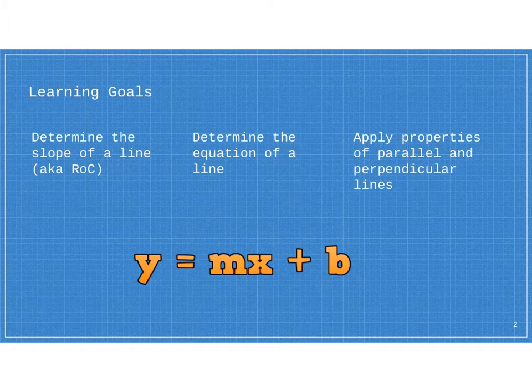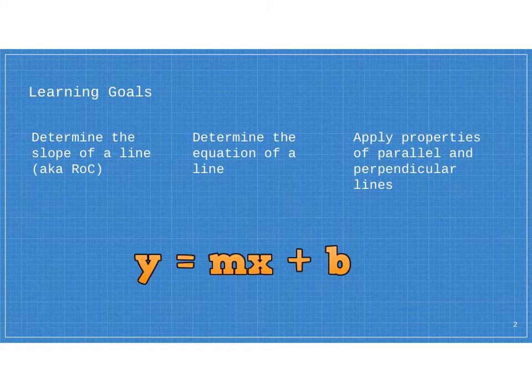Our learning goals for this section of the course are threefold. First, we're going to be able to determine the slope of a line. But we know slope right now as rate of change. So we've done that, and we're going to continue to do that. We're going to call it slope now. We also need to be able to determine the equation of a line.